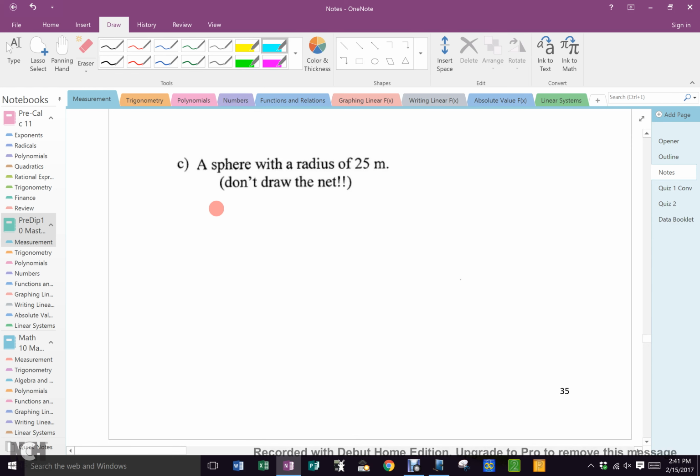A sphere, so the surface area of the sphere is 4 pi r squared, which is 4 times pi times 25 squared, which is 2,500 pi, which if you want to go one step further is 7,853.98.